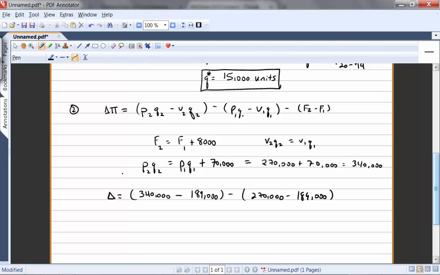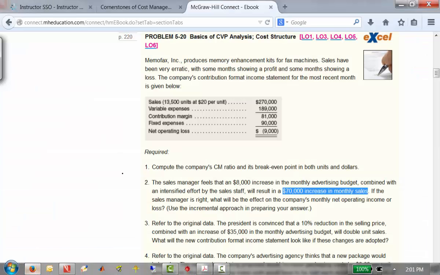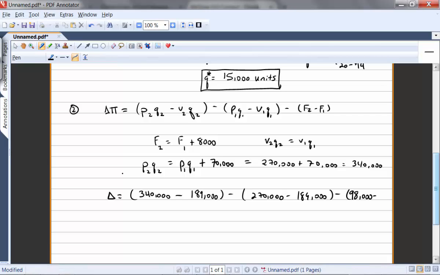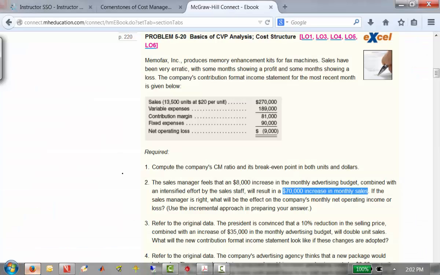And then we subtract F2 minus F1. F2 is the old fixed expenses plus 8,000 because we're increasing advertising by 8,000. I think I said the word variable there. What are the old fixed expenses? $90,000. So the new fixed expenses are going to be 98,000. Subtract the old fixed expenses, which were 90,000. And if we do all this, this will tell us how profit will change. And if you do it, you will find that profit changes by $62,000, and it's a positive change. So that answer is number 2.